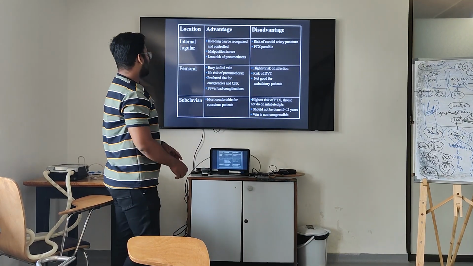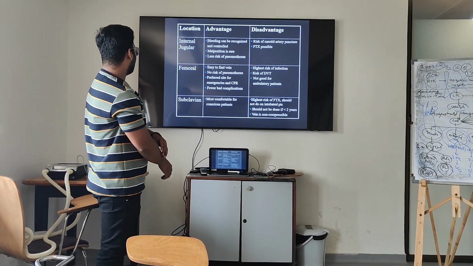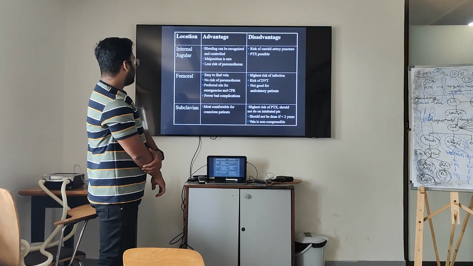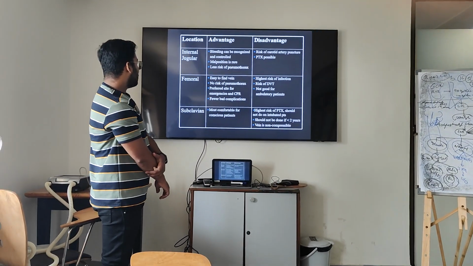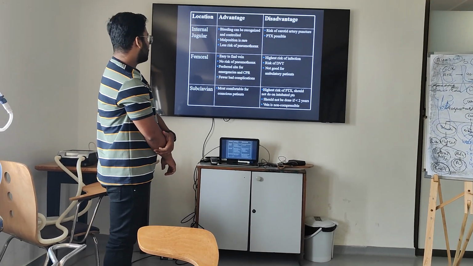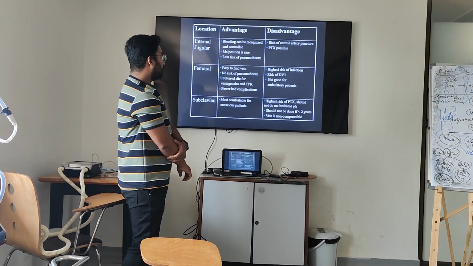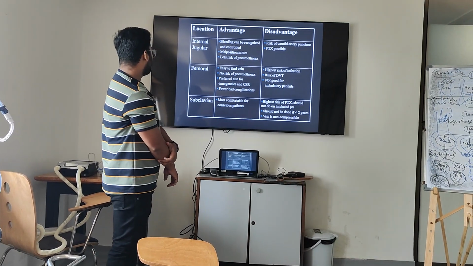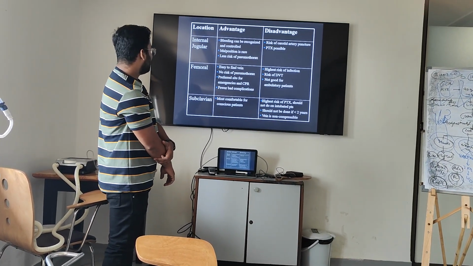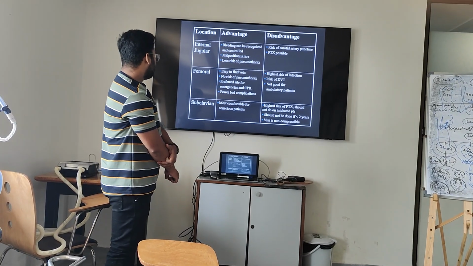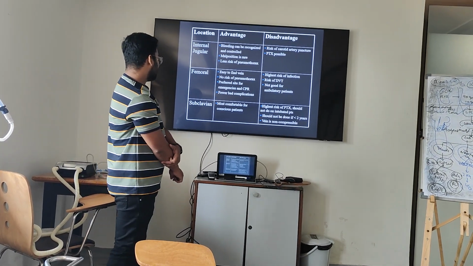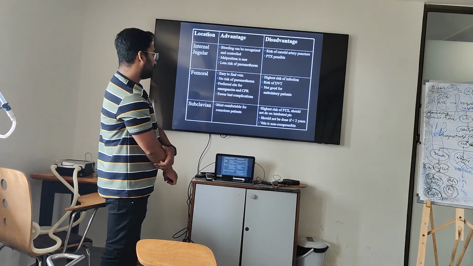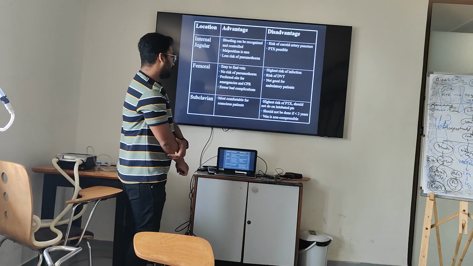These are the advantages and disadvantages of the different sites of CVC. In case of internal jugular vein, the advantage is that bleeding can be recognized and controlled. Malpositioning is rare, with less risk of pneumothorax. But there is a risk of carotid artery puncture. In case of femoral catheterization, it is easy to find, with low risk of pneumothorax. It is a preferred site in case of emergency and CPR. The bad complications include higher risk of infection and risk of DVT. It is also not good for the ambulatory patient.